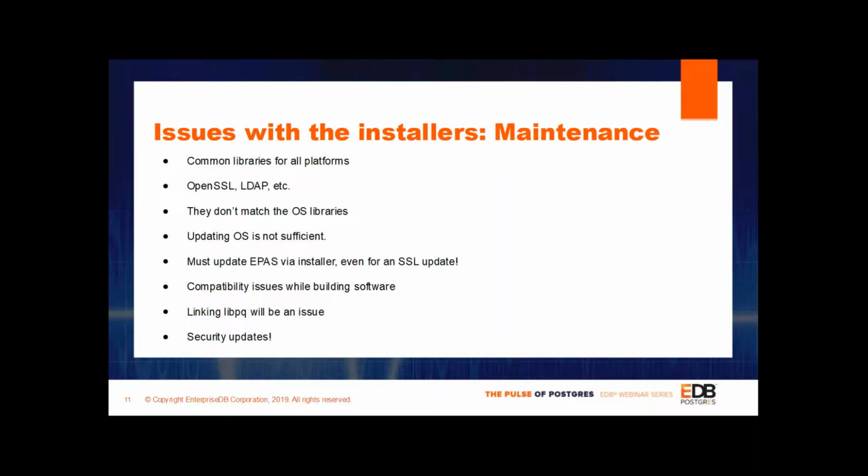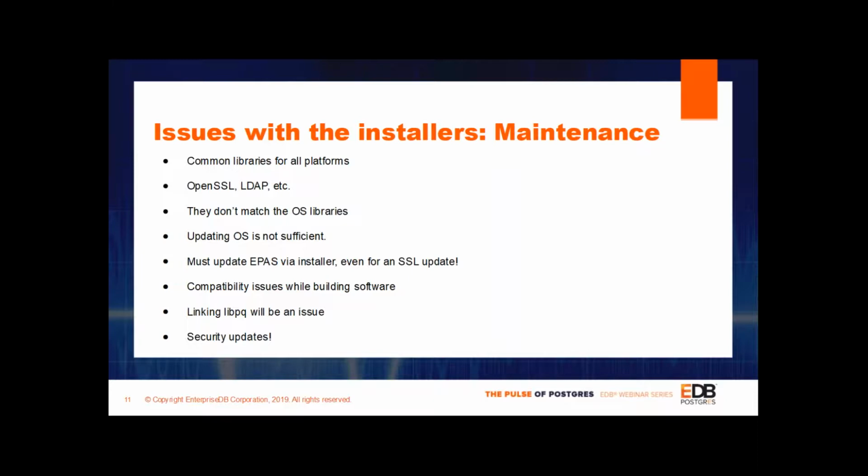I mean, we used to have the same SSL library for Red Hat 6 and Ubuntu or Debian or Red Hat 7 or maybe Red Hat 8. So it was becoming a nightmare to maintain that one. So it also was another problem. We had a similar problem with LDAP as well. So the problem was they don't match the operating system libraries. So if you update the operating system, then you actually don't update the SSL library, for example, that the advanced server uses or Postgres uses. So that was a major problem for us.